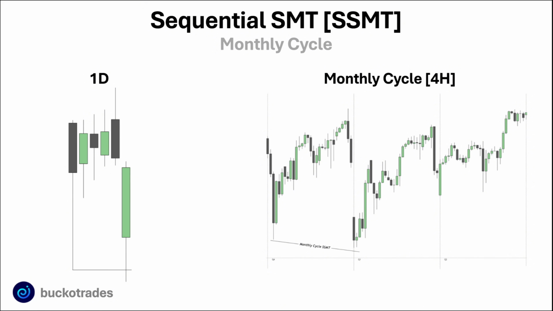Okay, so what I like to do is look at the 4-hour, see if we have any monthly cycle SSMT occurring within the week that I'm trading. If we do, let's say for example it occurs on Monday, I'm then going to wait for Monday to close and see if we get the candle closure for the reversal signature. In this case we do.